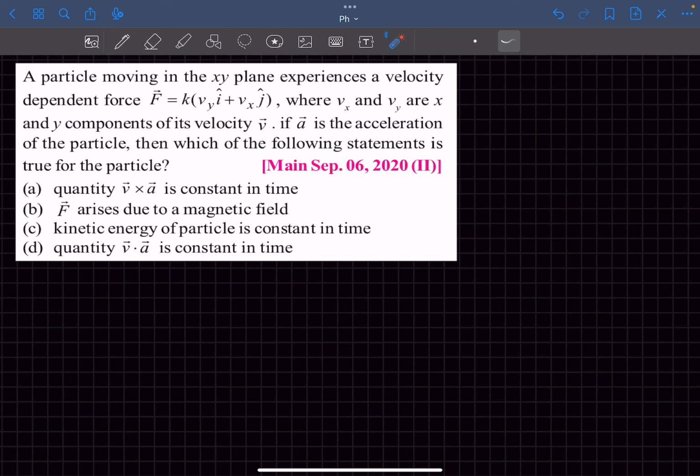So with that, let's move on to the first problem. We have a particle that is moving in the xy plane, and it experiences a velocity dependent force where vx and vy are the components of velocity. A is the acceleration of the particle. Then we have to say which of the statements are true.